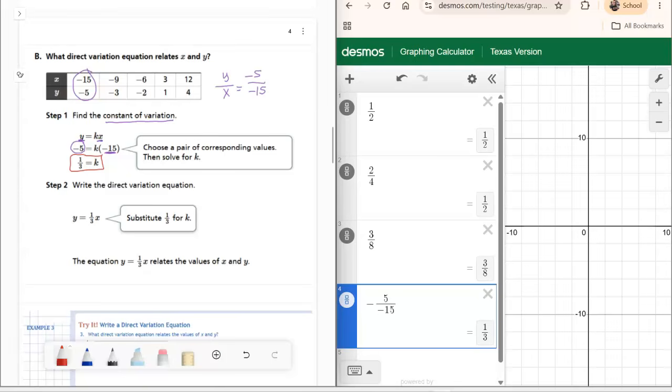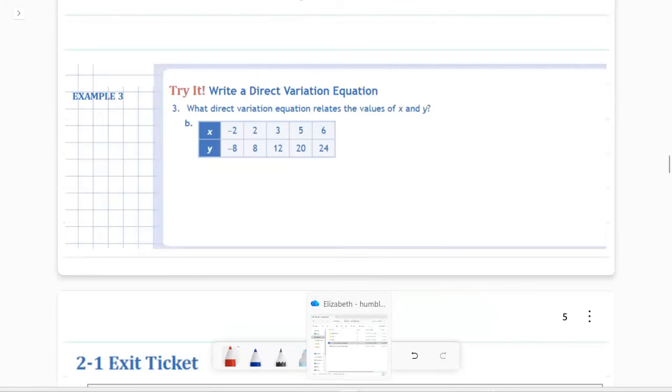So then we substitute right here, y equals kx. They substituted 1/3 for k. So the equation is y equals 1/3 x. Okay, now you're going to try one.